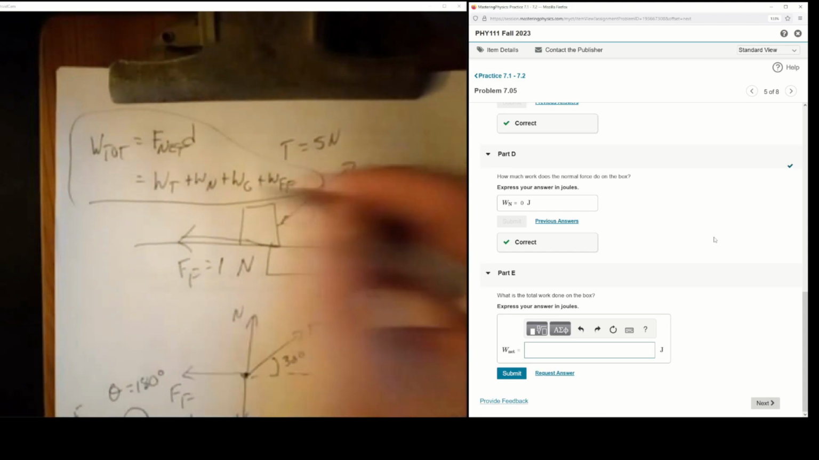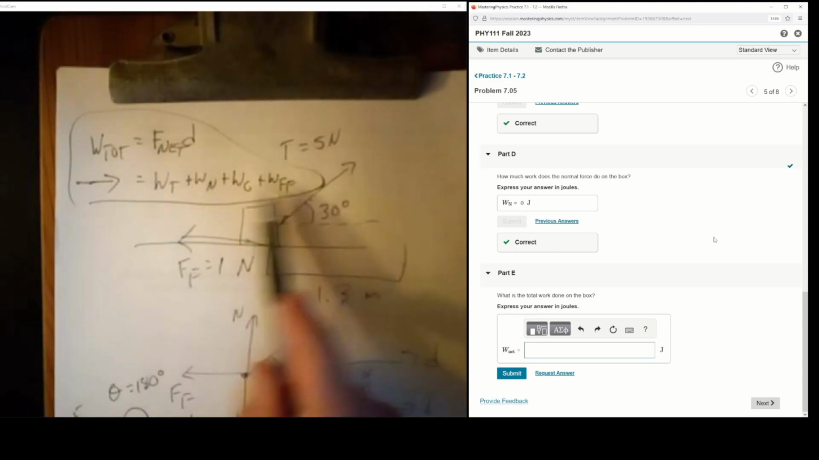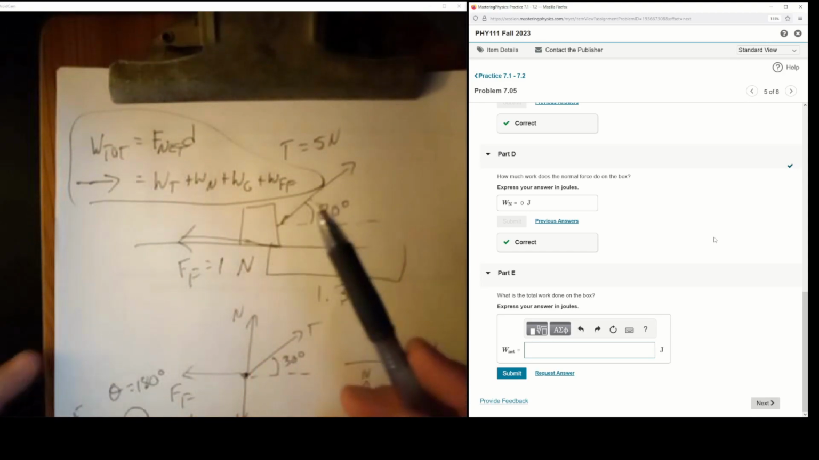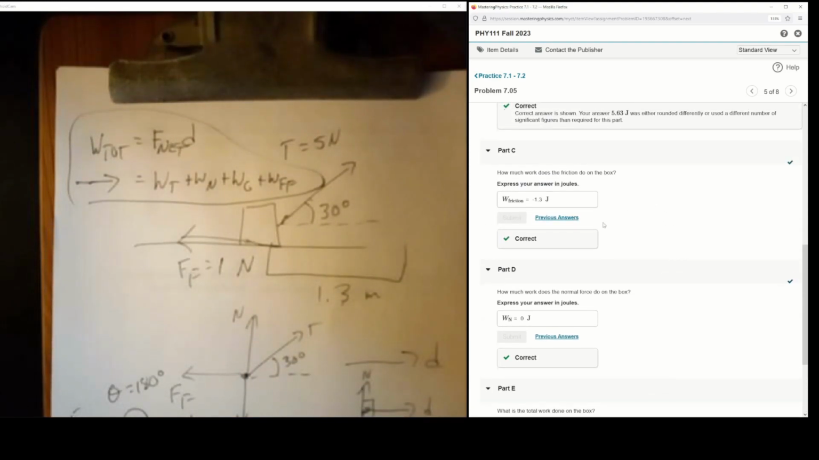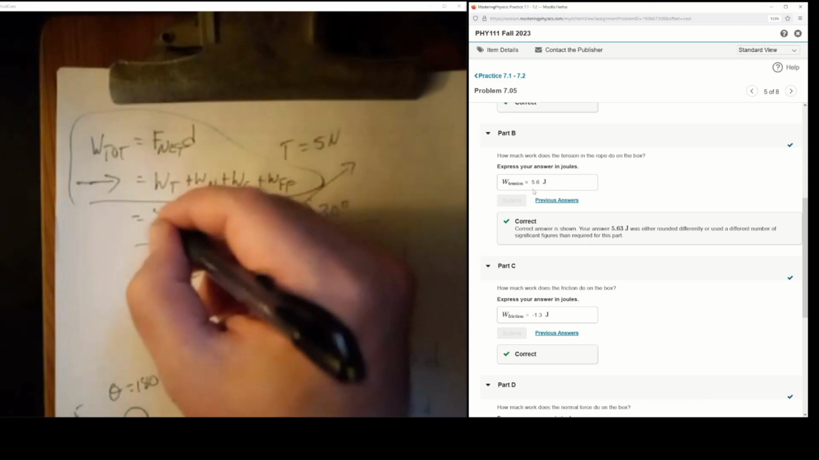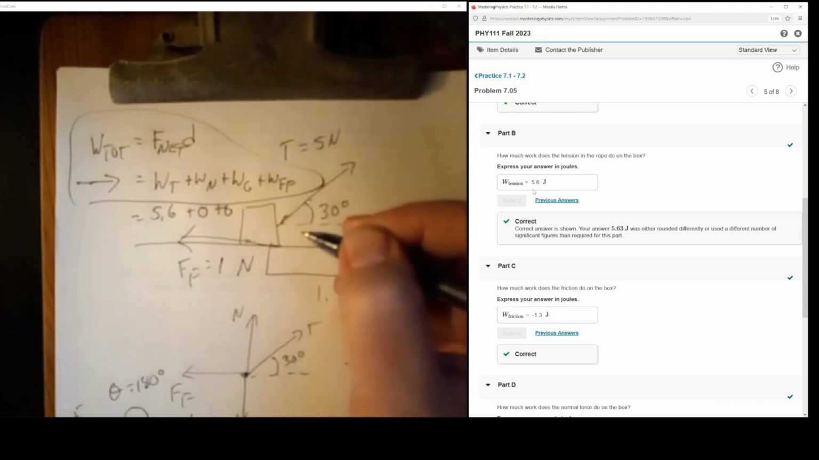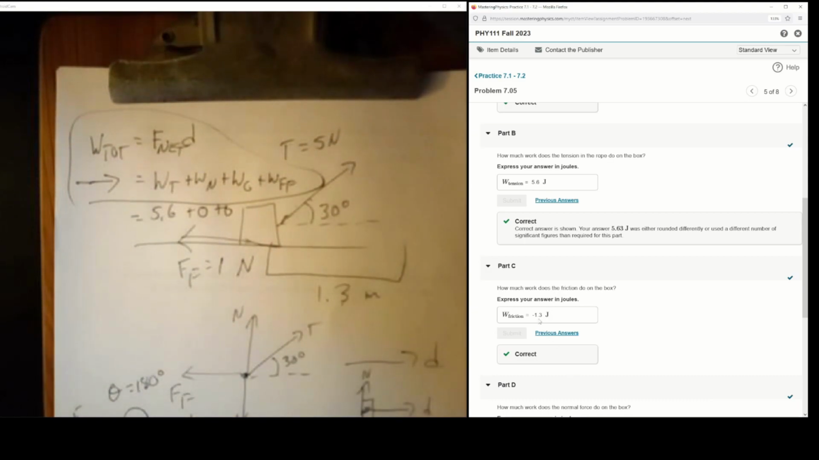These are the two ways you can get the total work. Now in this case, I'm going to go with the second one, and the reason is because this problem already told us to work through these individual works. We already did that. So if I look at what we have, the work from tension was 5.6, plus the work from the normal force, which was 0, plus the work from gravity, which was 0, and then our work from friction was minus 1.3.